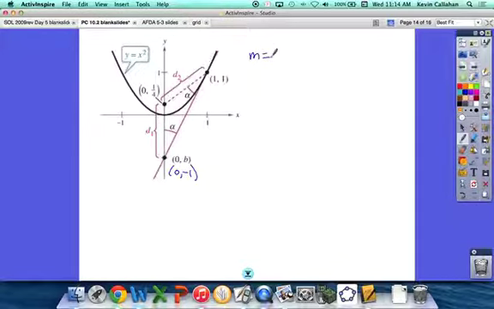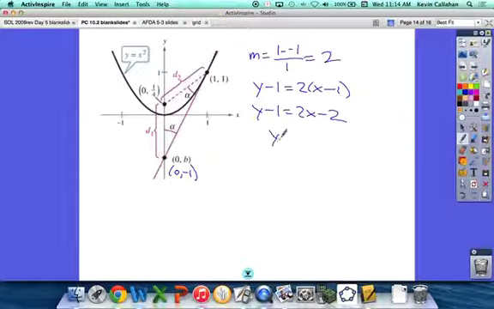Okay, so the slope is 1 minus -1 divided by 1 minus 0, which is 2. And then you could use either one of these points in the point slope form. I'm going to go y minus 1 equals 2 times x minus 1. Solve for y. Y minus 1 equals 2x minus 2. Y equals 2x minus 1. So that's the equation of the tangent line.